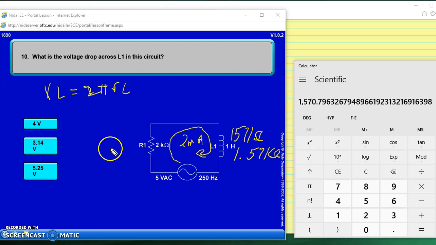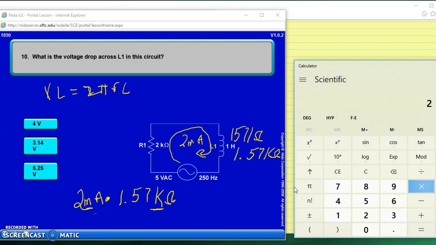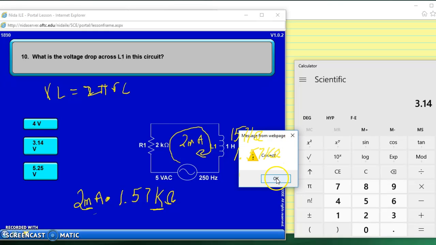So it's pretty easy to get the voltage drop across this guy. It's basically I times R once we get the impedance. So we have to say I is 2 milliamps. R is 1.57 K ohms. And again, times 1,000 divided by 1,000, they cancel out. I'm free to do just straight math. 2 times 1.57 equals 3.14. That is volts. There's our answer looking at us right there. And there we go. So easy enough.